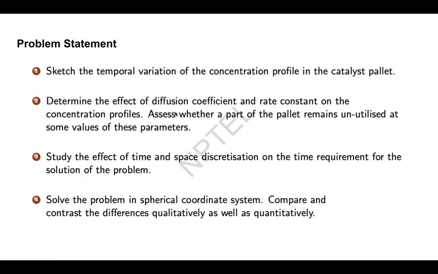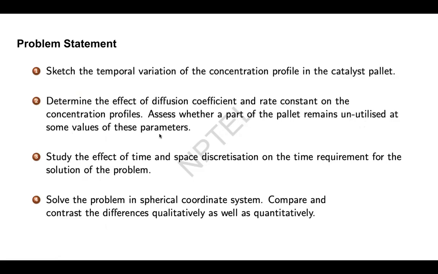You can change both the diffusion coefficient and the rate constant together, and you can take various parameters and understand how the result varies. So these are the things you could do. Now, assess whether part of the pellet remains unutilized at some values of these parameters.